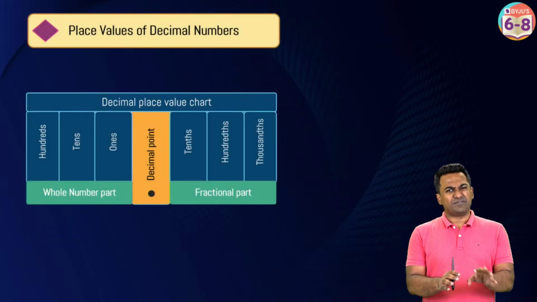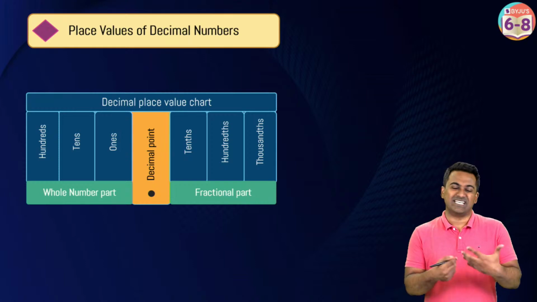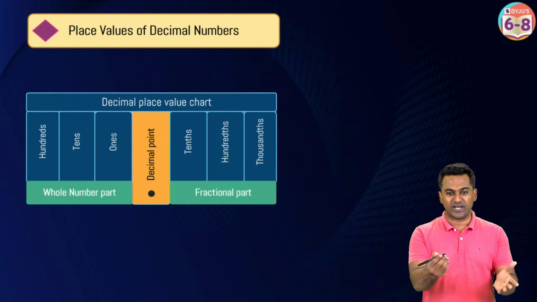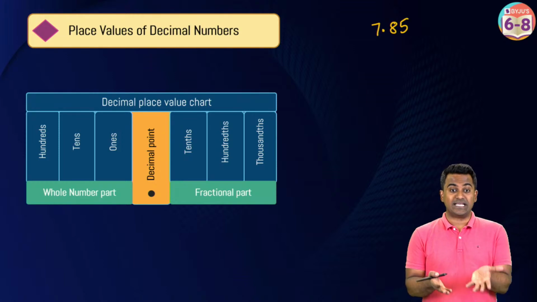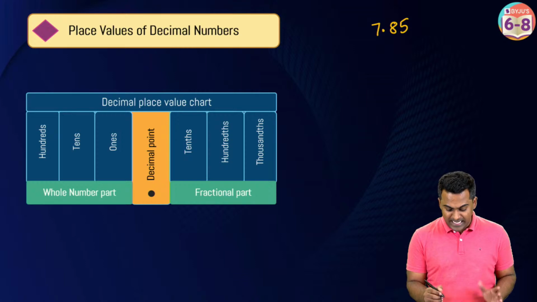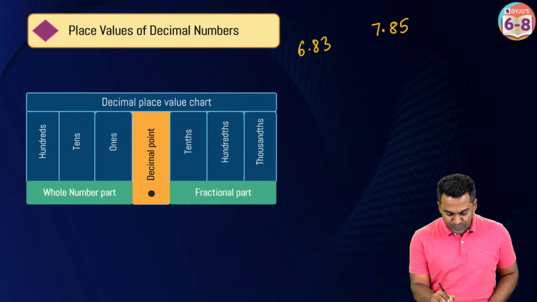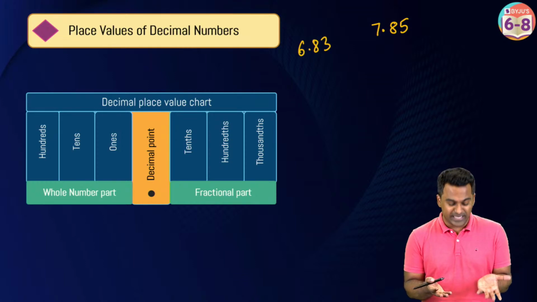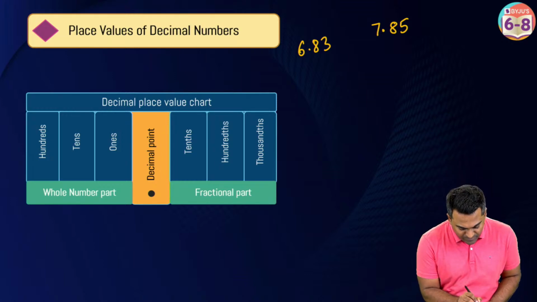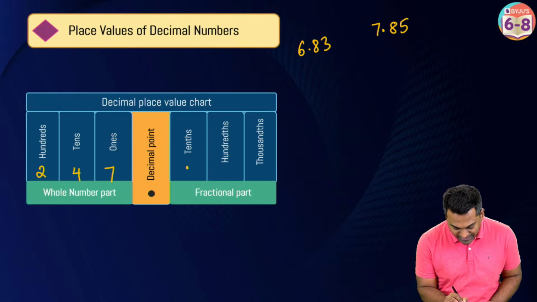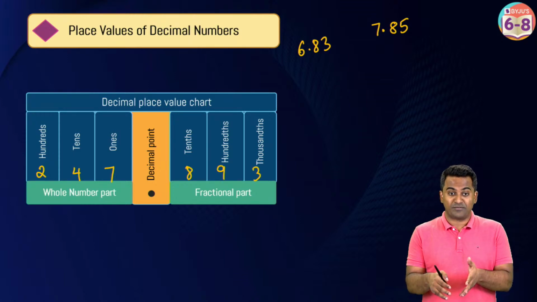You guys are familiar with what decimals are, right? You can also tell me some examples in the comments box. One example that I could give you is 7.85. This is an example of a decimal. Or 6.83, this is another example of a decimal. And these are going to be the decimal places. If I were to take an example here, 247, this is the decimal point, 893, let's say. This is going to be the fractional part.